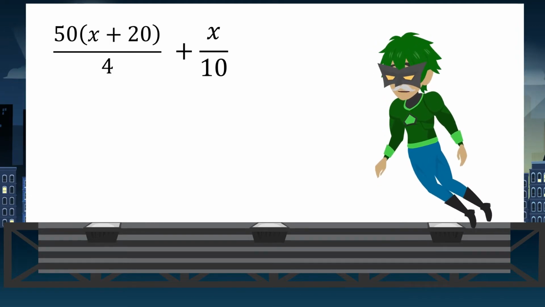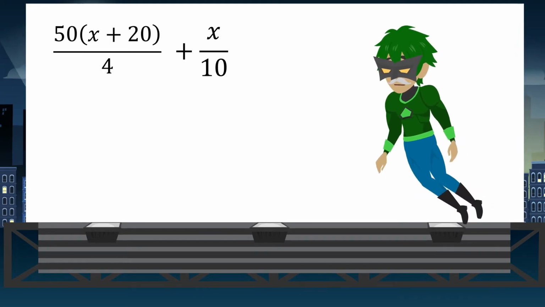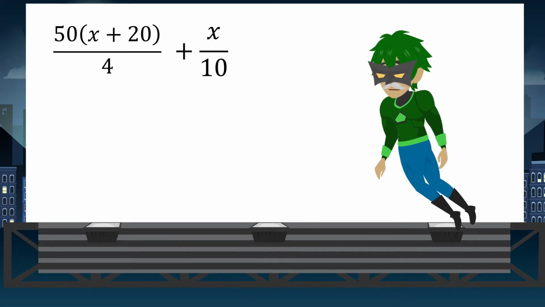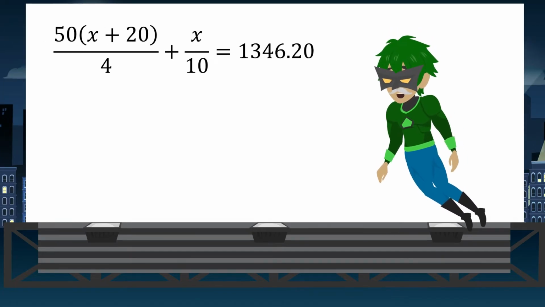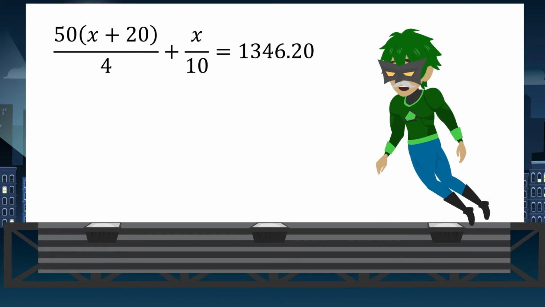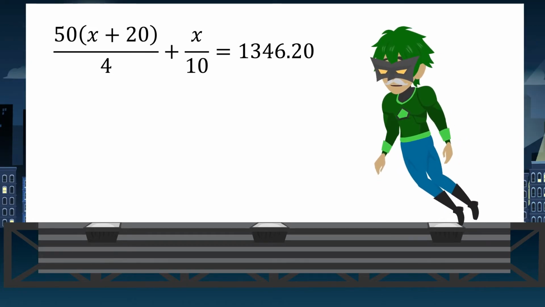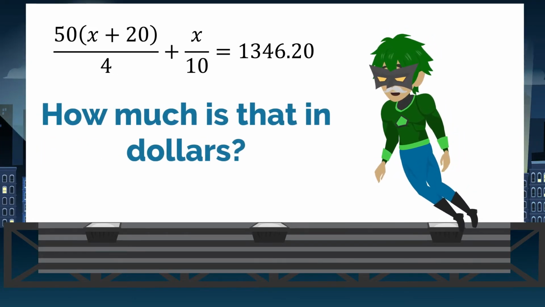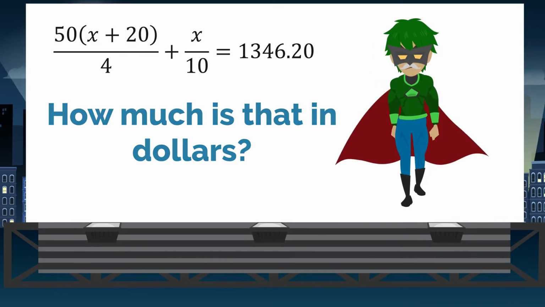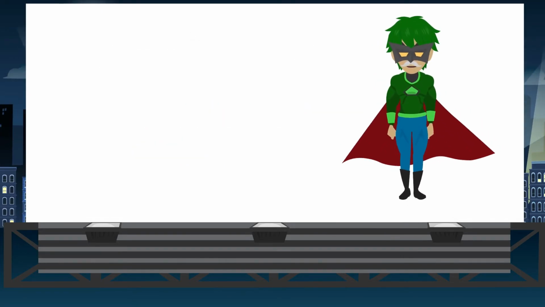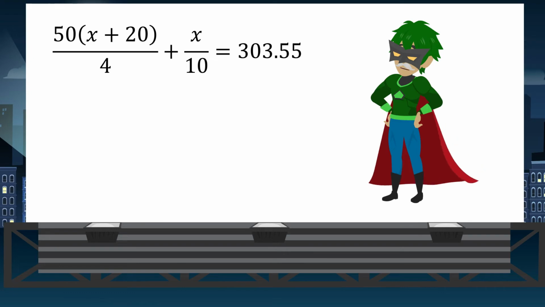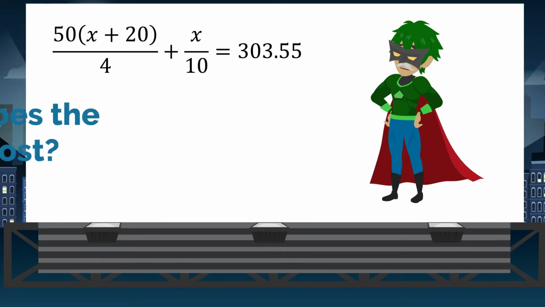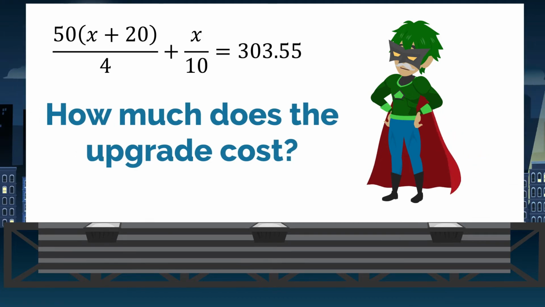I have 1,346 and 20 hundredths credits. The equation represents this conversion where X is dollars. How much is that in real money? I found an avatar upgrade for 303 and 55 hundredths credits. How much is that in dollars?